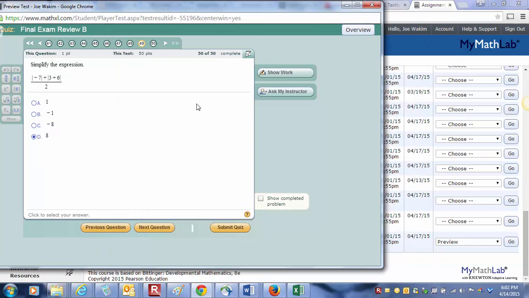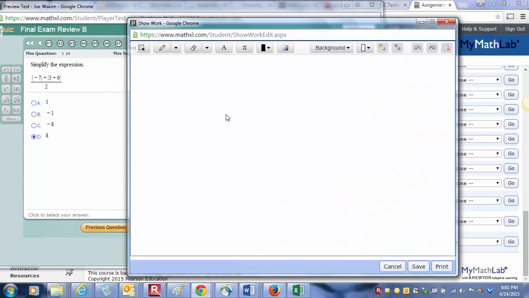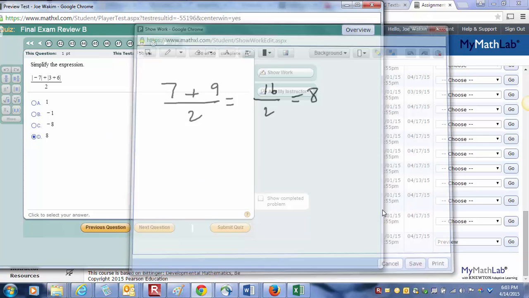Number 49. Again, we have here absolute value. Always a negative number will change to a positive. So absolute value of negative 7 is plus 7. 6 plus 3 is 9. Absolute value of 9 is 9. And then divided by 2. 7 plus 9 is 16. Divided by 2 is 8. So 8 would be the final answer.